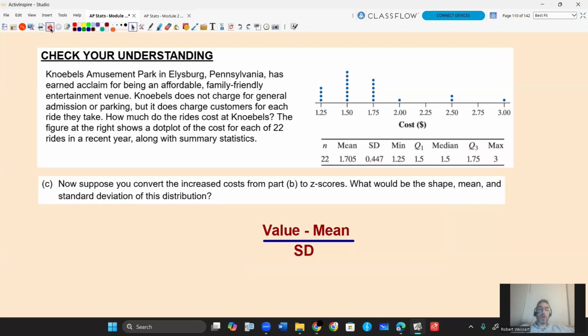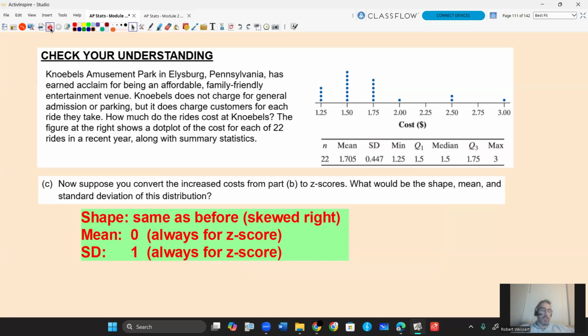Part C. Suppose you want to convert the increased cost from part B to z-scores. What would the shape, mean, and standard deviation be of the distribution? Well, with z-scores, the shape's going to be the same as before. The mean will be 0. The standard deviation will be 1. Those are always going to be truths for z-score distributions.